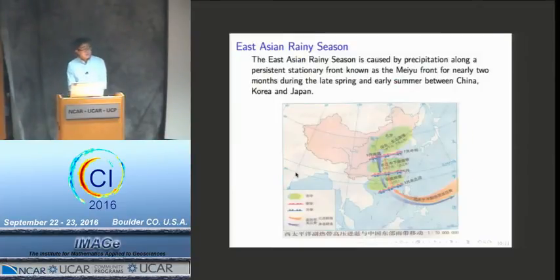That's an interesting phenomenon in East Asia called the East Asian rainy season. From late spring to early summer every year, the wind from the Pacific brings warmth and humidity to China, Korea, and Japan. The warm wind fights with the cold wind from the north. This phenomenon causes persistent precipitation.